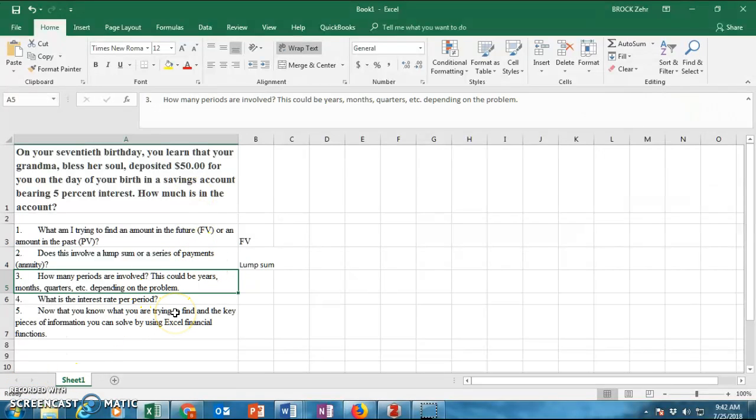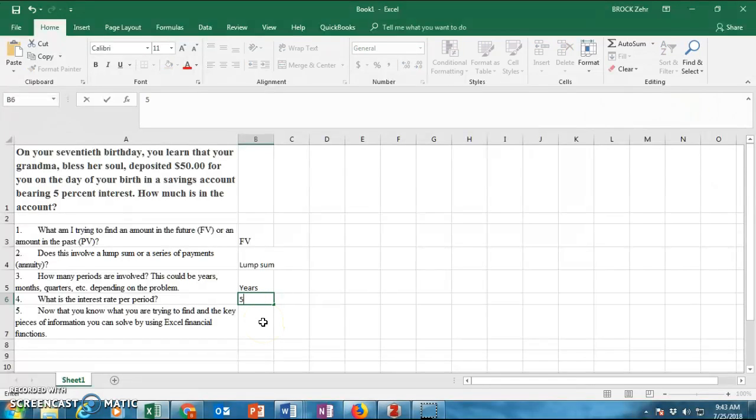Third, how many periods are involved? This could be years, months, quarters, depending on the problem. Well, here we know that 70 years have passed since the day of birth. It does not tell us that the interest is anything but annual, so we will assume an annual interest rate and years being the time period. What is the interest rate per period? Again, it doesn't say otherwise, so we are going to assume that it is annual 5% interest.